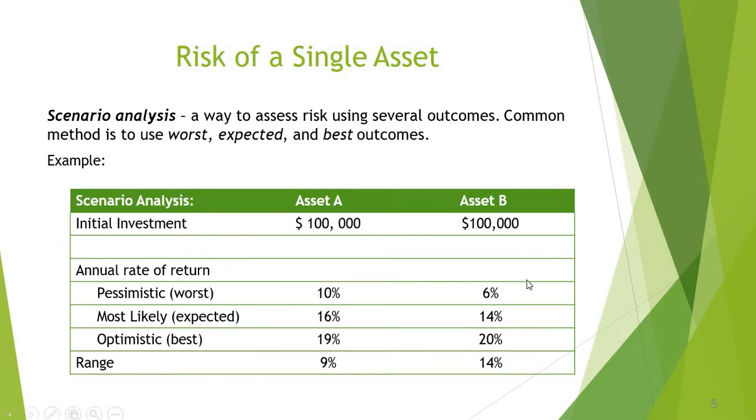Similarly, range of asset B's return is 14%. So based on asset range, asset B is riskier than asset A. So we can say that asset B's return will fluctuate more than asset A if situation changes.